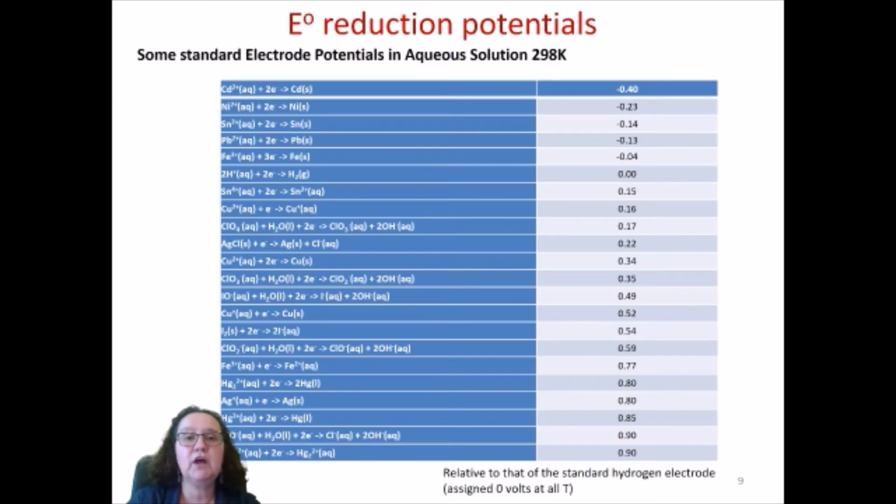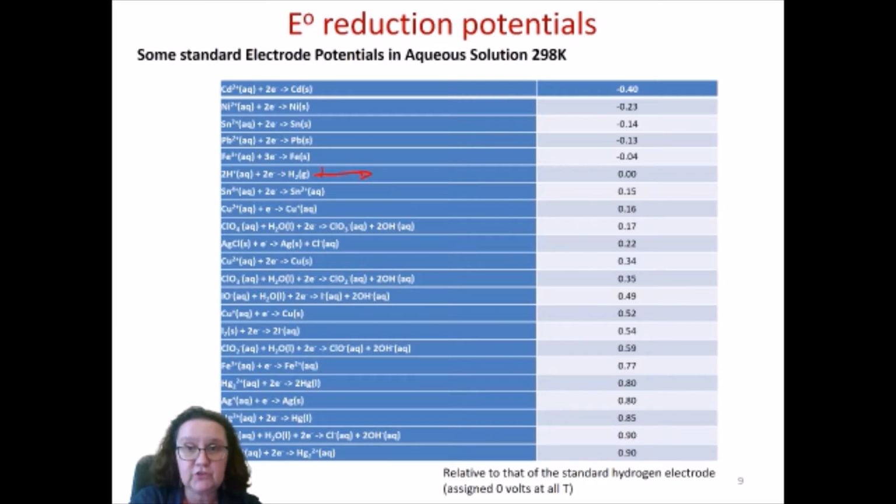This is a table with some standard electrode potentials, reduction potentials for several elements in aqueous solution at 25 degrees, 298 kelvins. All the electrode potentials are measured with respect to the hydrogen ion, which is given the value 0 at all temperatures, and all the other potentials are measured against that hydrogen ion electrode. And the value tells us if that particular process is going to be spontaneous or not.